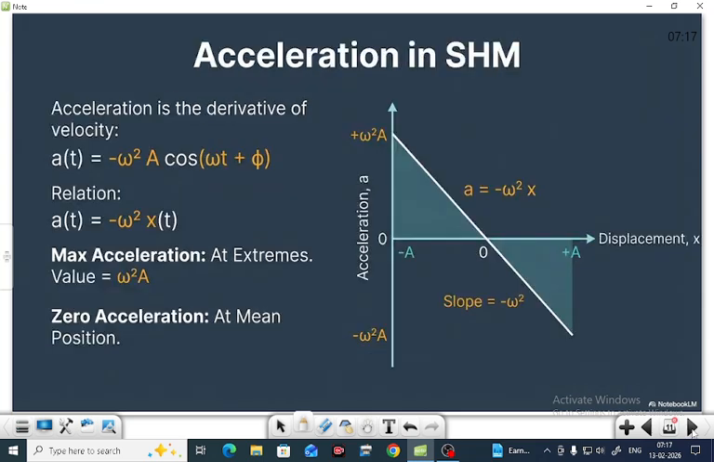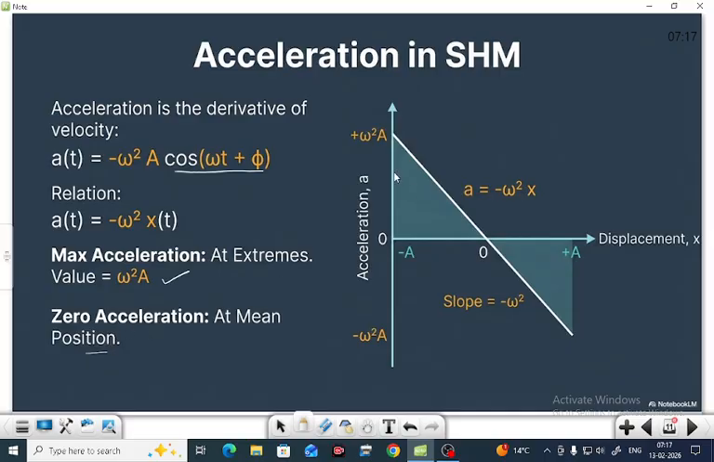Now we'll get another important term, that is acceleration in simple harmonic motion. In the case of acceleration, see that acceleration is the derivative of velocity. So for acceleration, we get minus omega square a cos(omega t plus phi), and the relation is a(t) equals minus omega square x, which is a cos(omega t plus phi). The maximum value of cos theta is 1. So the maximum acceleration at the extreme is omega square a. Zero acceleration at the mean position, and maximum acceleration at the extreme position.